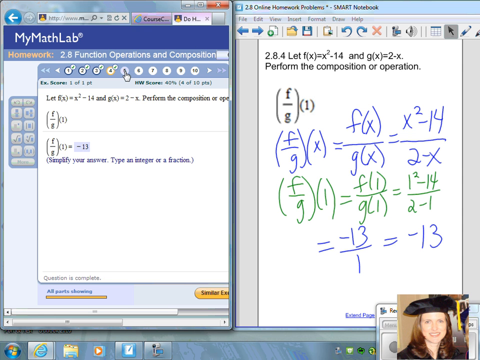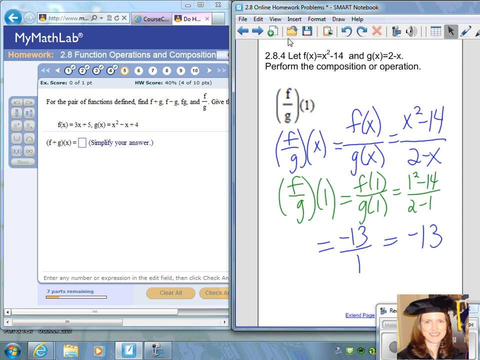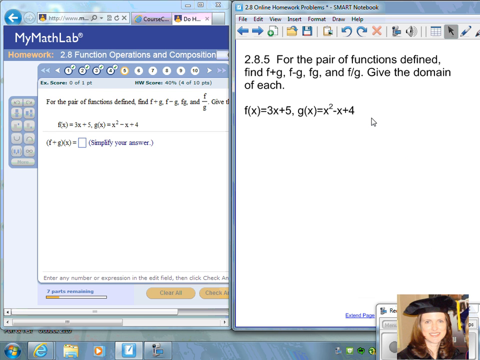Okay, let's look at number 5. For the pair of functions defined, find f plus g, f minus g, fg, and f over g, and give the domain of each. I'm going to pause here and pick up this one in the next video.